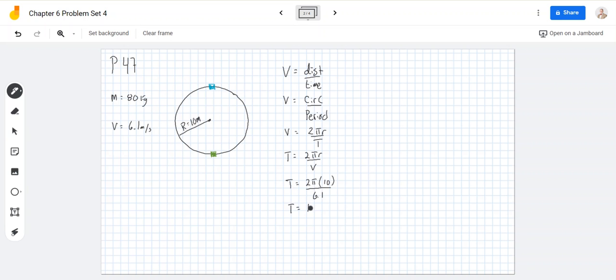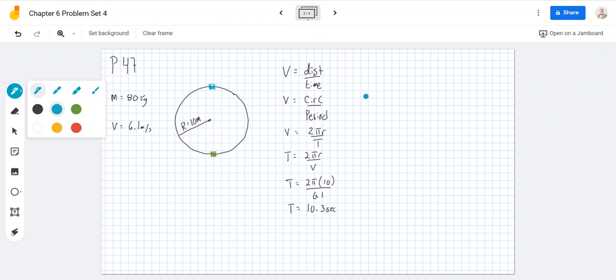So it's going to take him 10.3 seconds to go around once. Okay? So now they want to know what is the normal force at its highest point and the normal force at its lowest point. Well, in the last problem, if you were paying attention, you saw some force diagrams here.